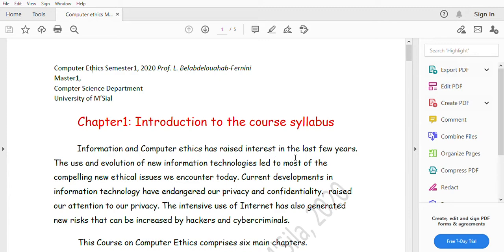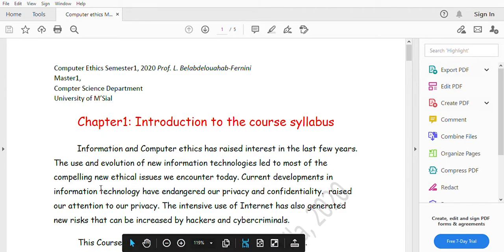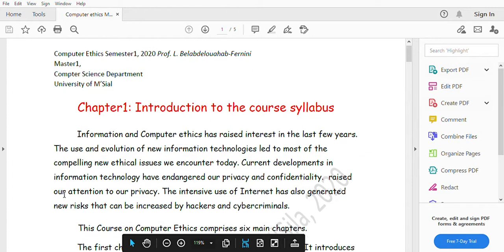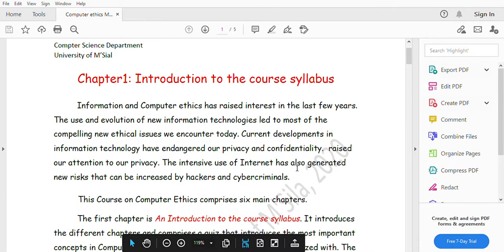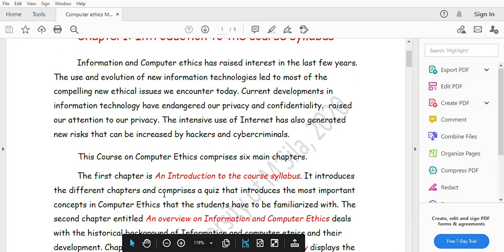As you know, information and computer ethics has raised interest in the last few years. The use and evolution of new information technologies led to most of the compelling new critical issues we encounter today. Current developments in information technology have endangered our privacy and confidentiality, and the intensive use of internet has also generated new risks that can be increased by hackers and cyber criminals. So let me show you what the course is all about.